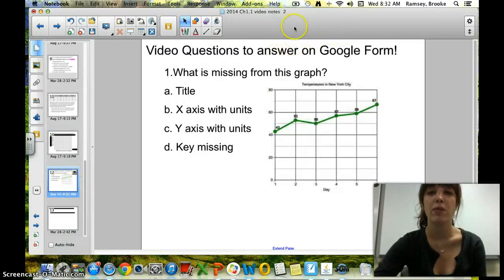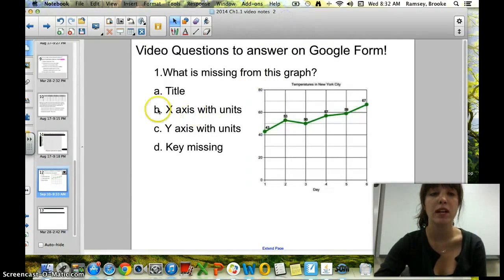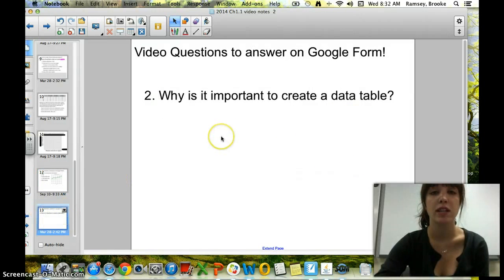Okay, and now remember when you are done taking notes from this video, you need to answer the questions on the Google form. Go online, and your first question is going to be, what is missing from this graph? So take a look at this graph, figure out what is missing. And your second question to answer on the Google form is, why is it important to create a data table?